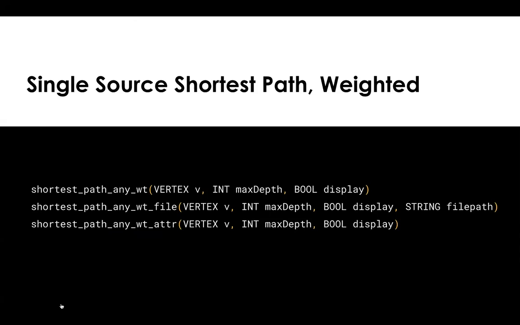Now I want to stop and look at this specification here for a little bit. When you are writing your code, you just need to tell it which vertex you're going to start with. And the max depth here is the longest length you would want your path to be. It will stop if you reach that max depth. And you can have display or not. And the file path is the CSV file path where you want your result to be saved.